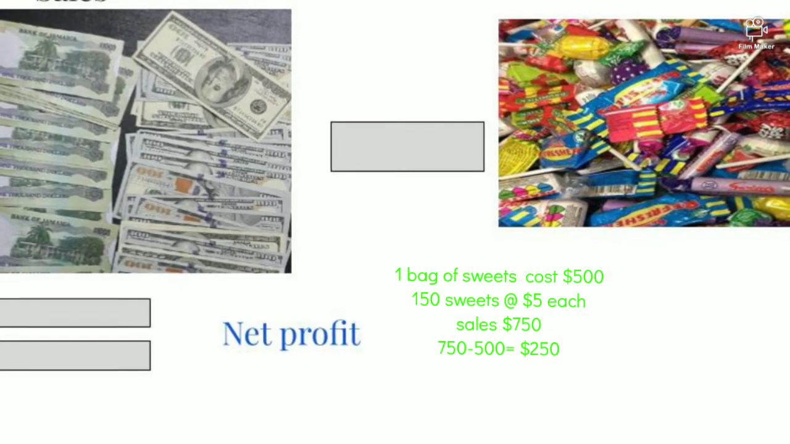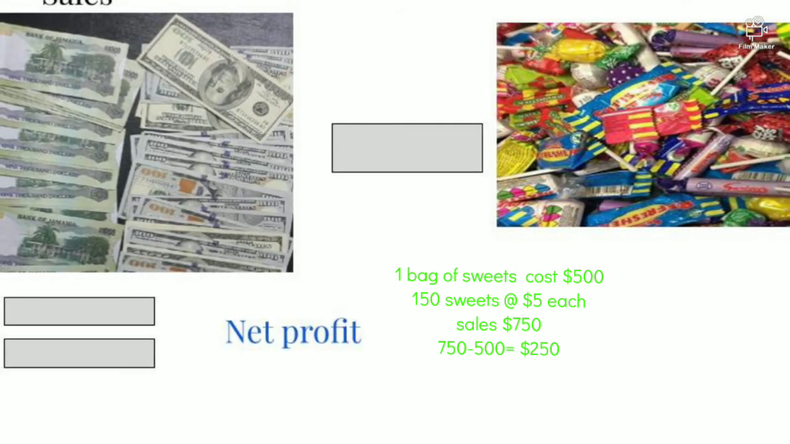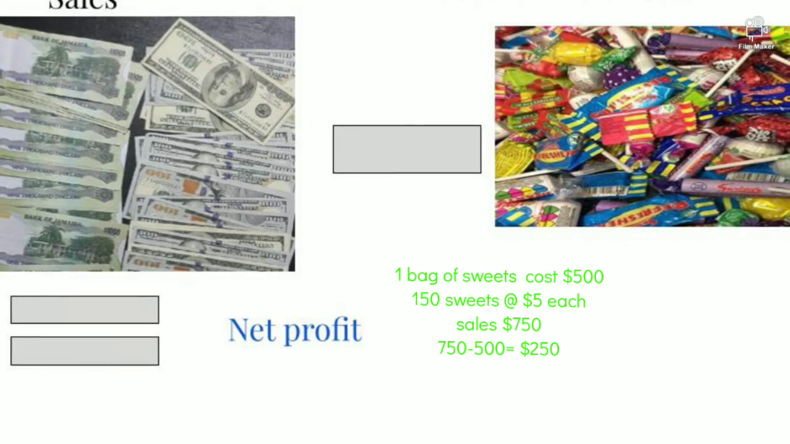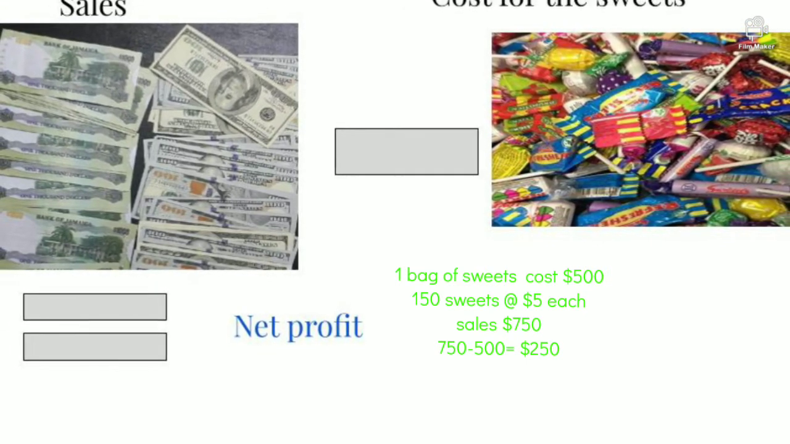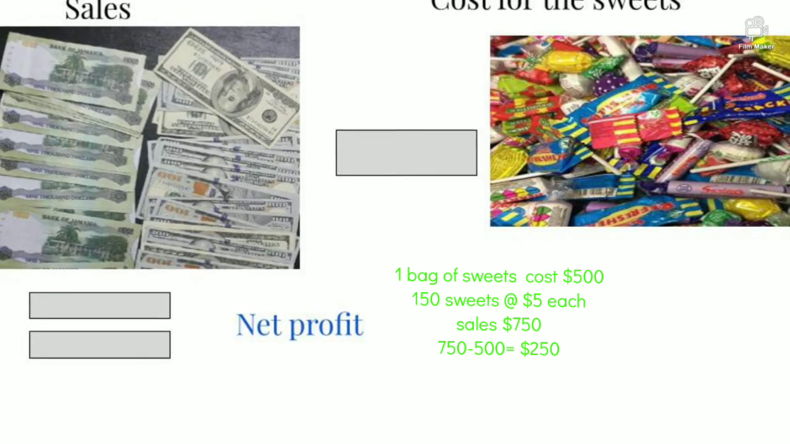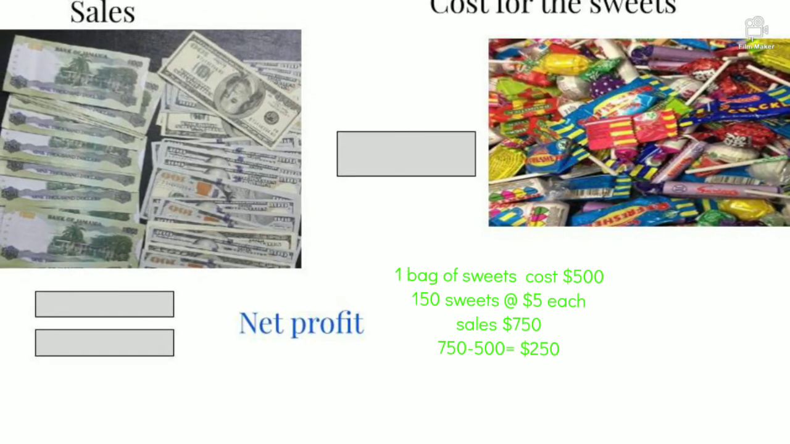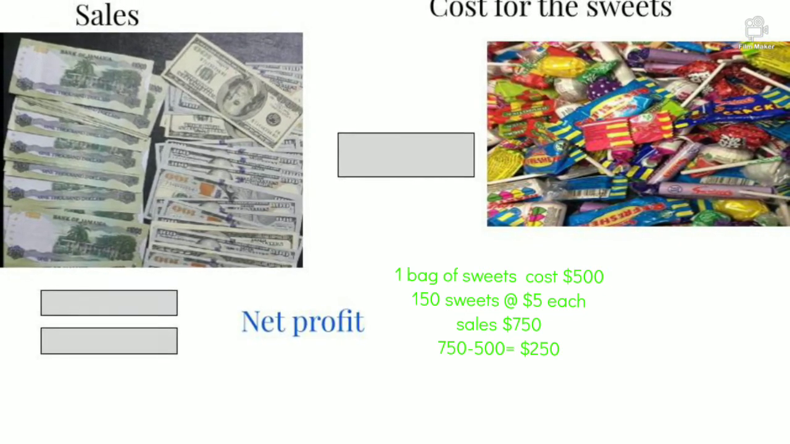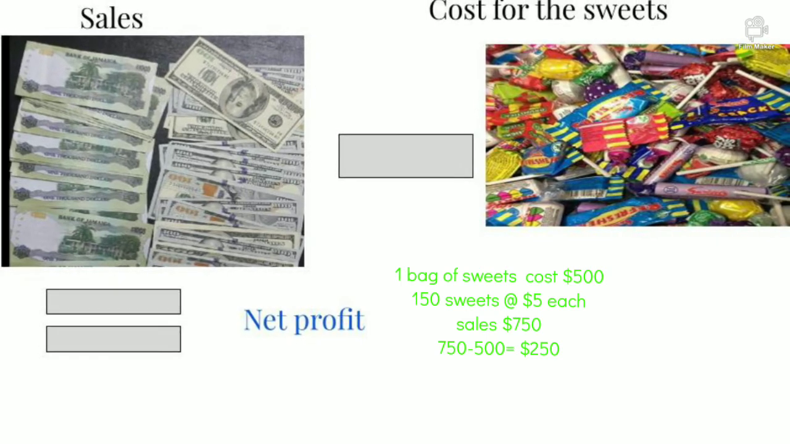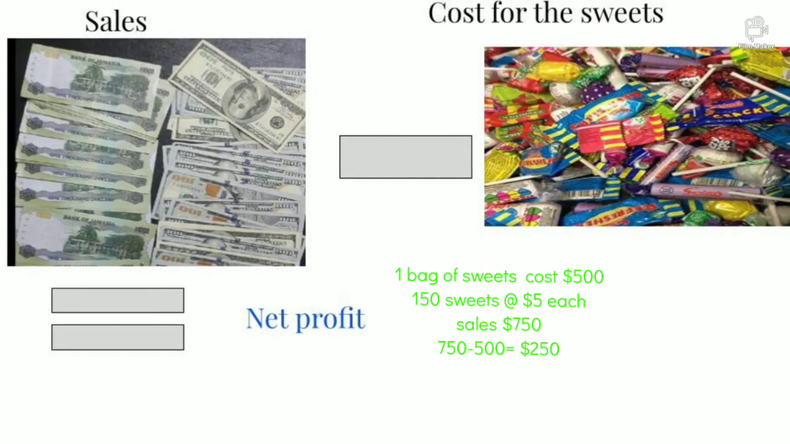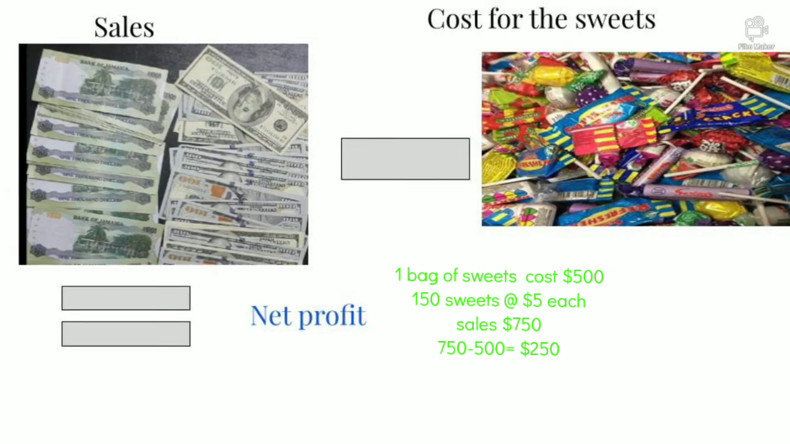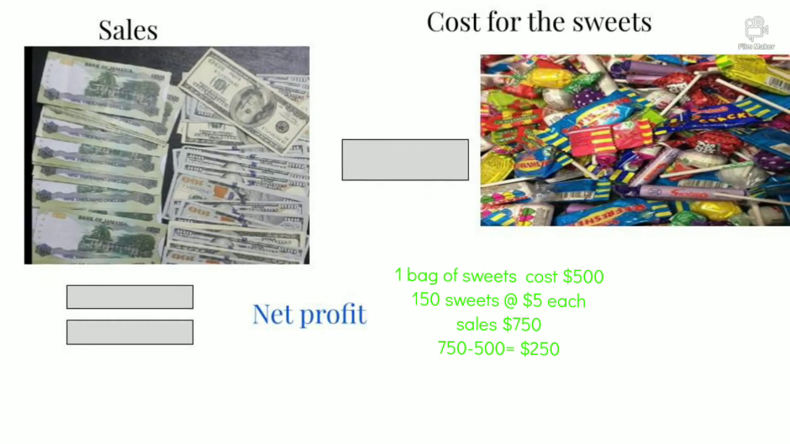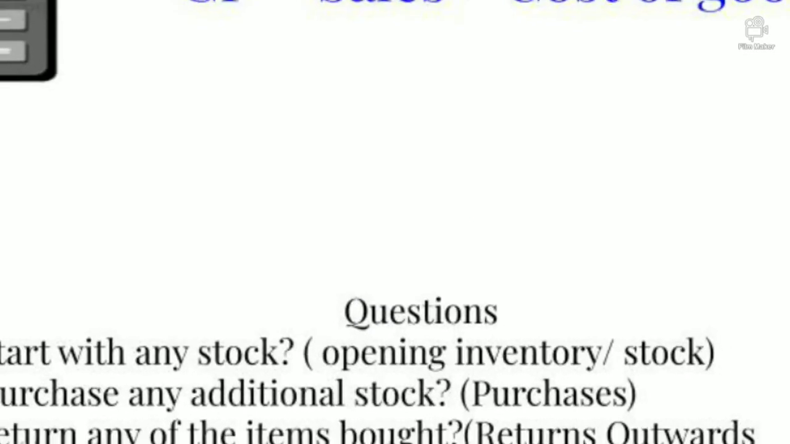This is because in order to calculate your true profit, you must deduct the costs associated with obtaining the product. This is called the gross profit. From your gross profit, you will deduct your expenses to arrive at your net profit, which is the amount of money left over after all expenses have been deducted.